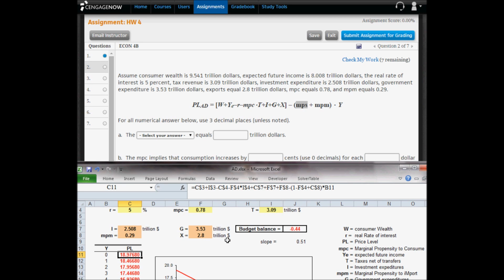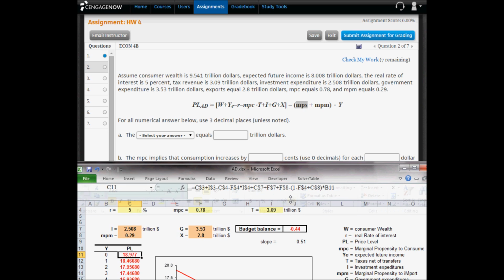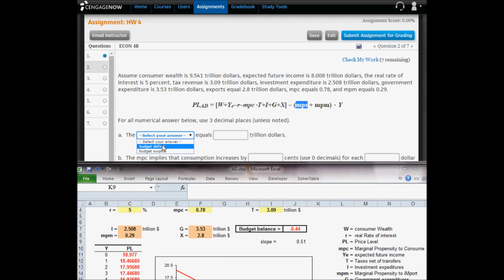And the intercept is 18.97680. To 3 decimal places, it is 18.977. The budget deficit is $0.44 trillion.